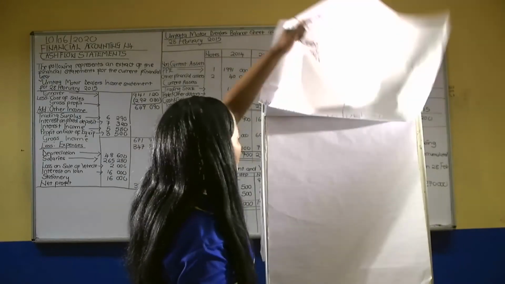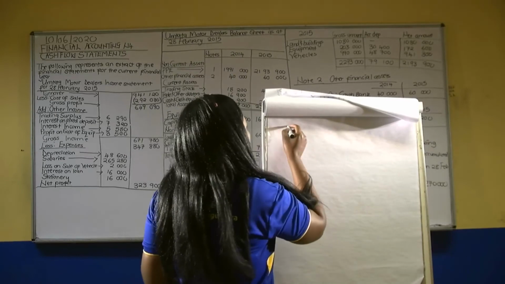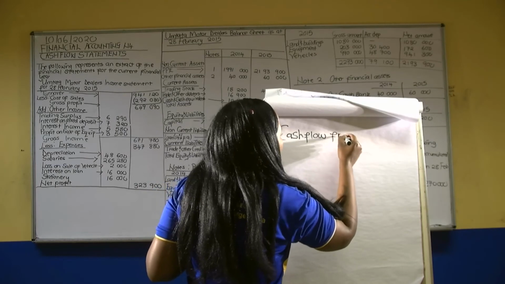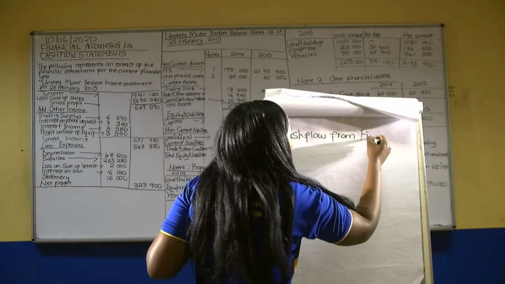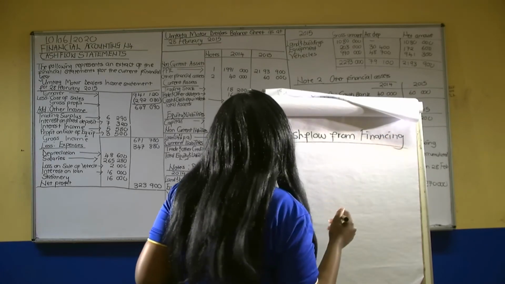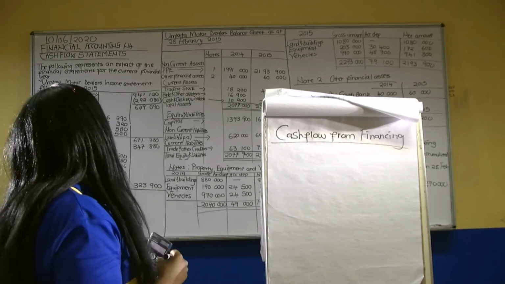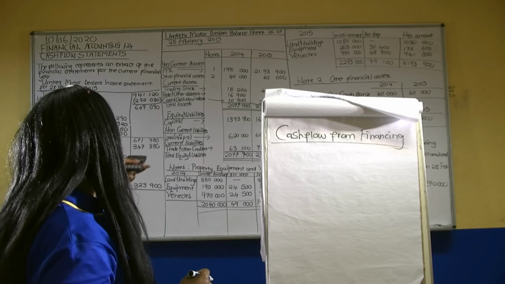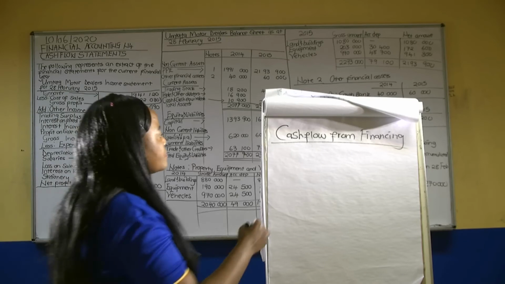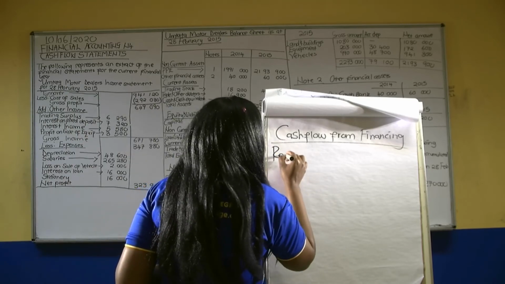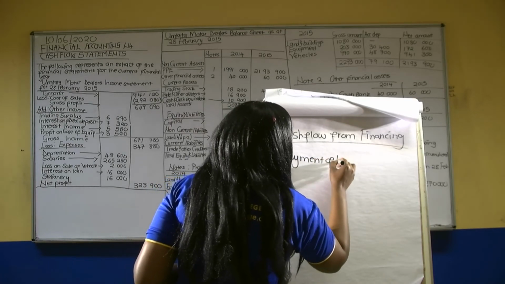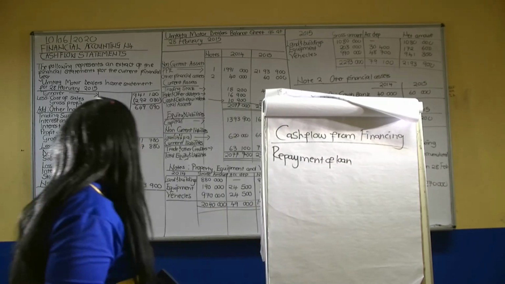Then you proceed on to cash flow from financing activities. Under cash flow from financing activities, you check these under your non-current liabilities. You discover that we had a loan, so we say repayment of loan.